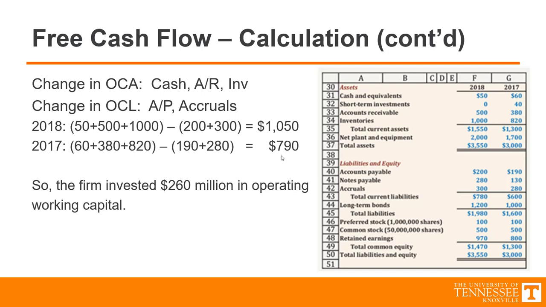So in this case, it's gone up by 260. That means that the firm has invested $260 million into operating working capital. So that's a use of their operating cash flow, that NOPAT, and so it's going to be an investment that they're making.